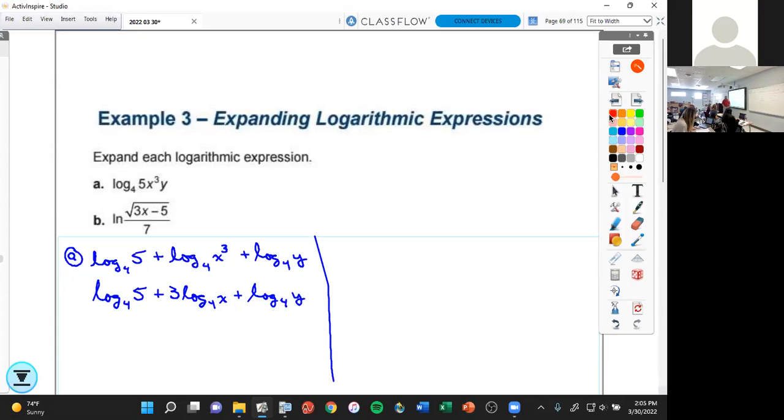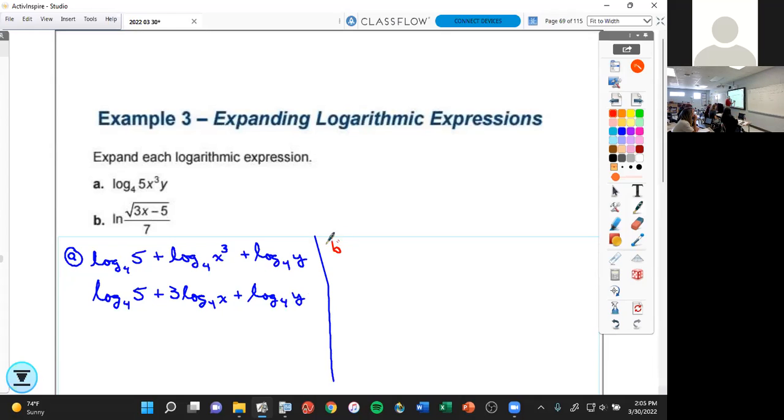Once you do this for a while, you probably would not have written this line. Once you got to this part right here, you'd say, okay, log base 4 of x cubed, I need to pull the 3 out front. And you just do it. Y'all will get there sooner than you think.